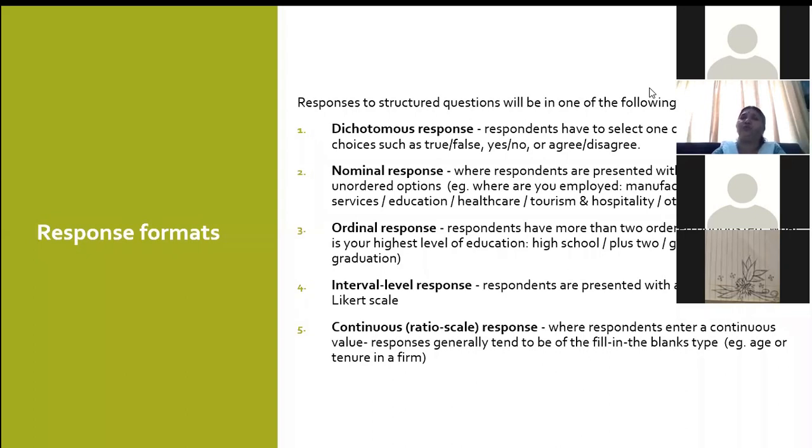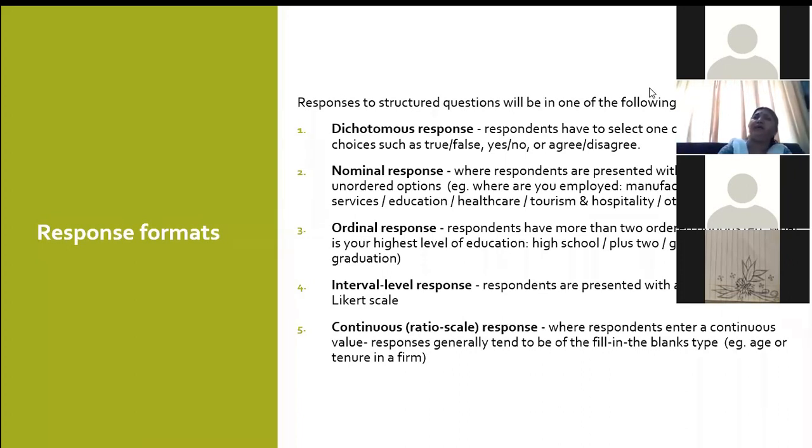So true or false options will be there. Respondents have to select their answer. Either they can tick true or false. Yes or no questions, there are only two options. In the case of dichotomous questions, only two options will be there, agree or disagree. From the two options, the respondents have to select their option.